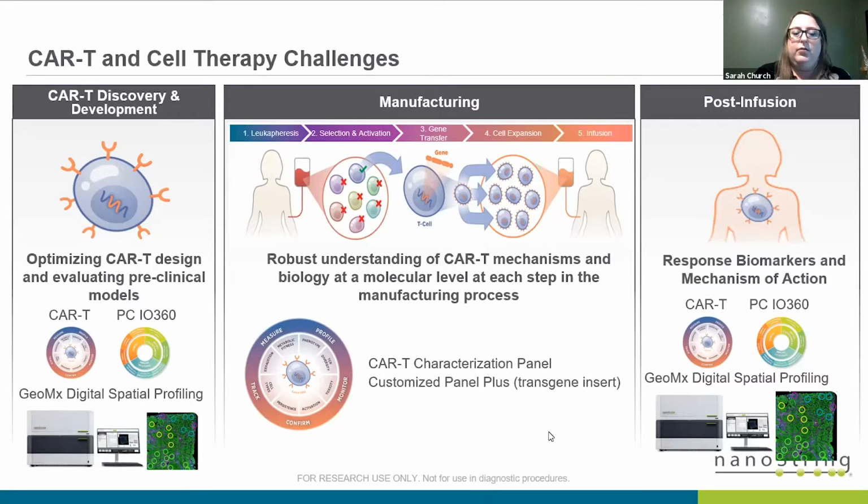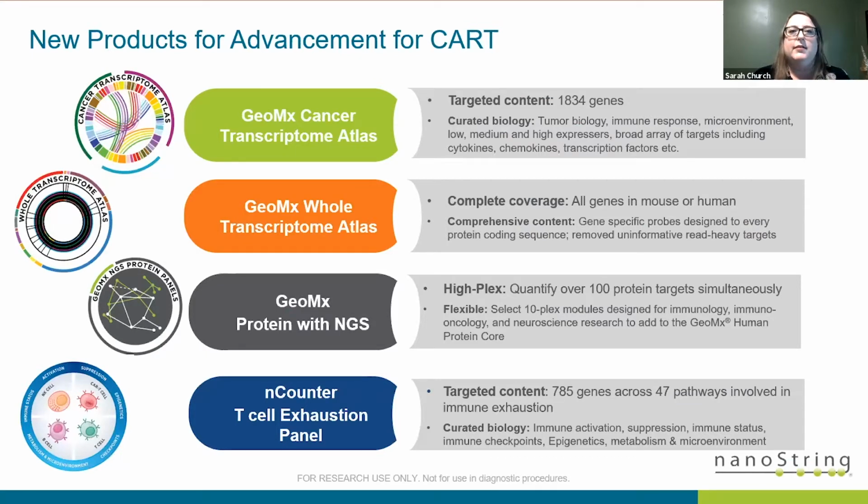So the next phase for our product development at NanoString is really to expand the scope of our products to further help CAR-T cell biologists answer the questions that they need to have answered. We have 4 new products that have either just recently been launched or are about to be launched that really are going to be very integral for further investigation for CAR-T.